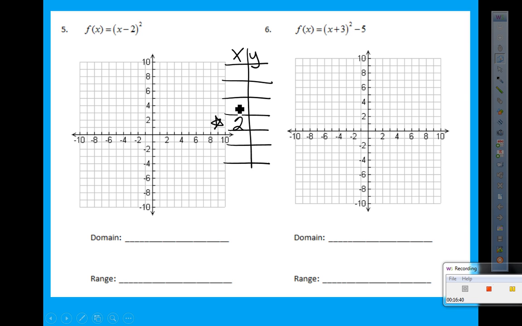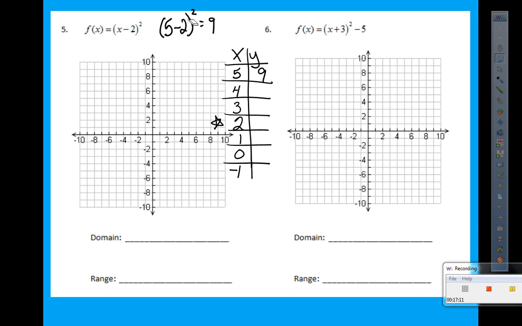I'm going to add 1, add 1, add 1, subtract 1, subtract 1, subtract 1. There will always be 7 numbers in your chart. And then try to do this in your head, but if not, that's okay. You'll go parenthesis 5 minus 2, close your parentheses squared, and you should get a 9 in this case. So that's going to be a 9.